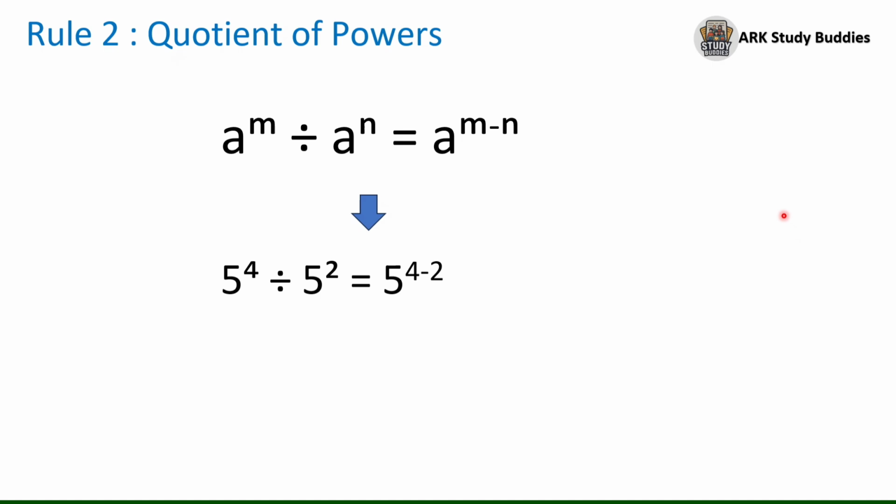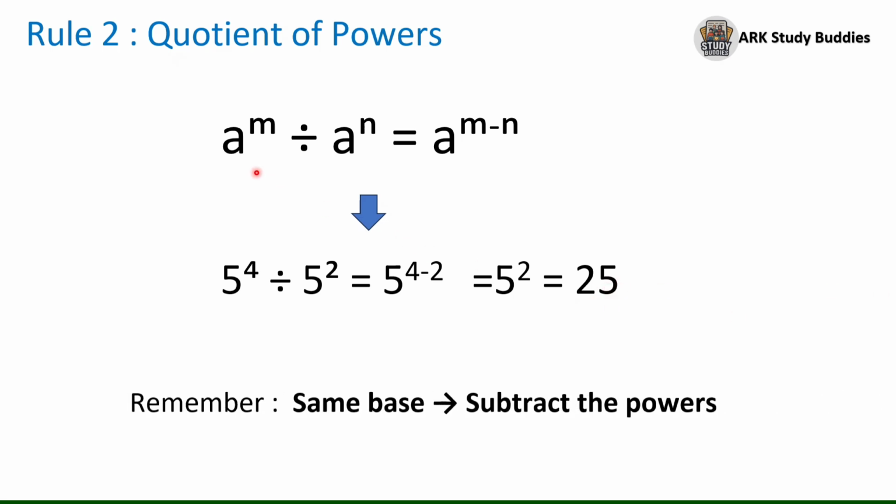Let's take an example. 5 to the power of 4 divided by 5 to the power of 2, that equals, the base remains the same, 5, and the powers are subtracted, 4 minus 2, that equals 5 squared, which is 25. So remember, when the bases are the same and powers are different, when it is divided, the base will remain the same and the powers will be subtracted.